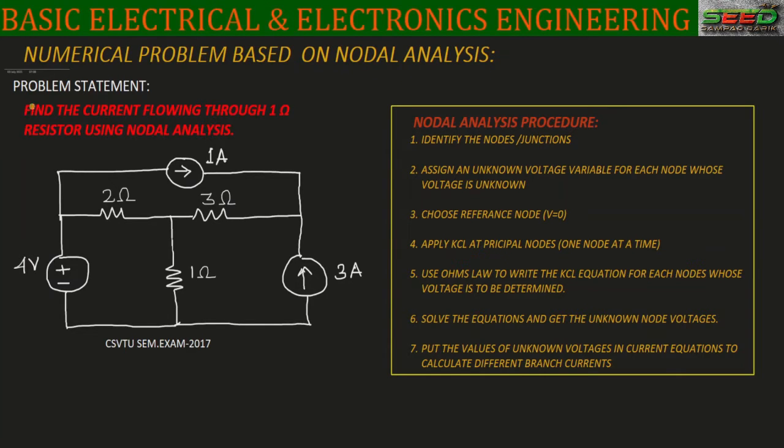You can read the problem statement. Find the current flowing through the 1 ohm resistor using nodal analysis. That means this is the circuit given to you, and you have to calculate the current flowing through the 1 ohm resistor by nodal analysis. So these are the steps one can follow to solve this numerical problem.